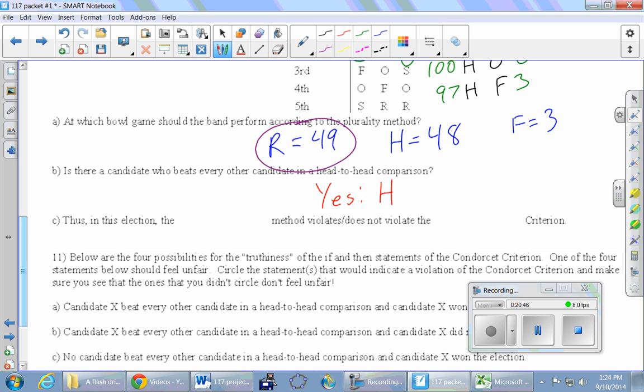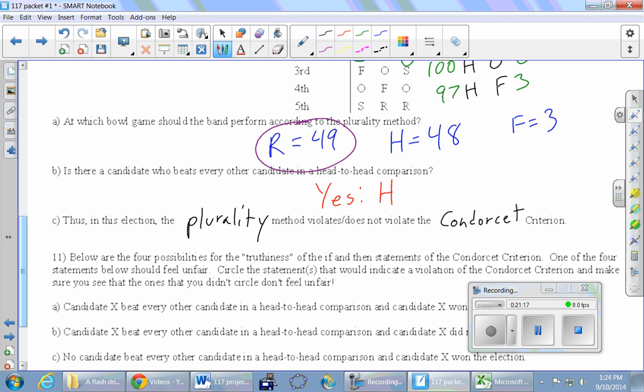It happens that this Condorcet criterion says you've got to talk about somebody beating everybody else head-to-head. But in this election, the plurality method, we'll leave that violates, doesn't violate unknown for a second. But what was the criterion that was relevant? This Condorcet criterion. It's a French person's name, which is why I think it's Condorcet and not Condorcet.